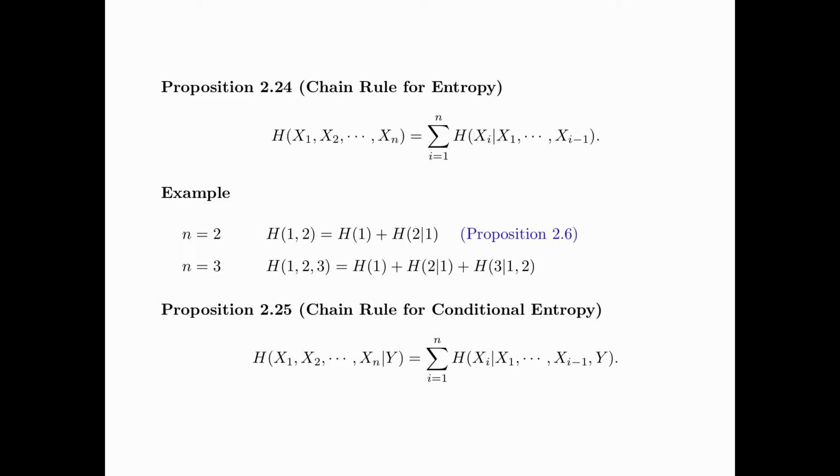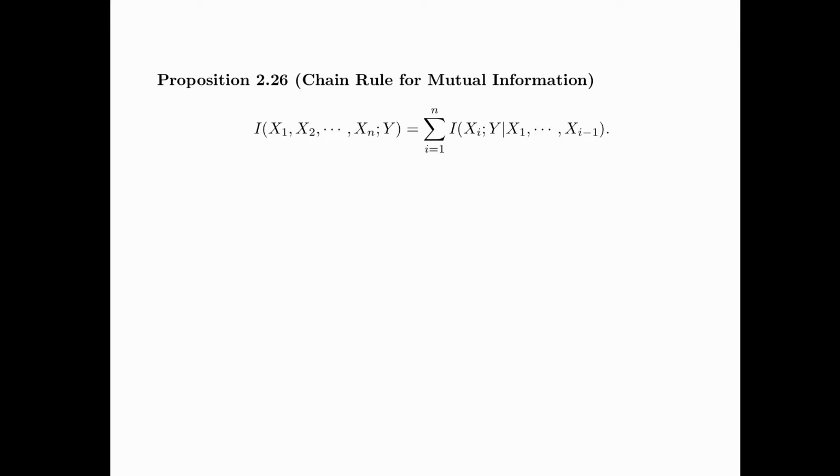And then we have the chain rule for conditional entropy, which is exactly the same as the chain rule for entropy, except that we are now conditioning on a random variable Y. We also have the chain rule for mutual information, which says that the mutual information between X1, X2 all the way up to Xn and Y is equal to summation i from 1 up to n, the mutual information between Xi and Y conditioning on X1, X2 up to Xi minus 1.